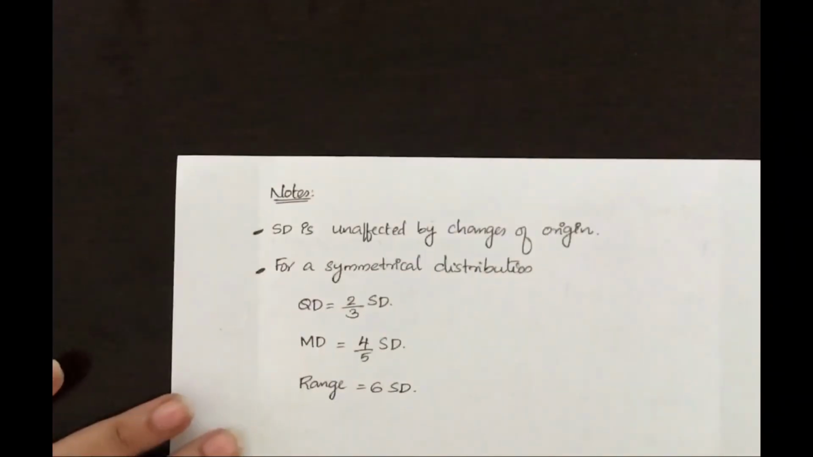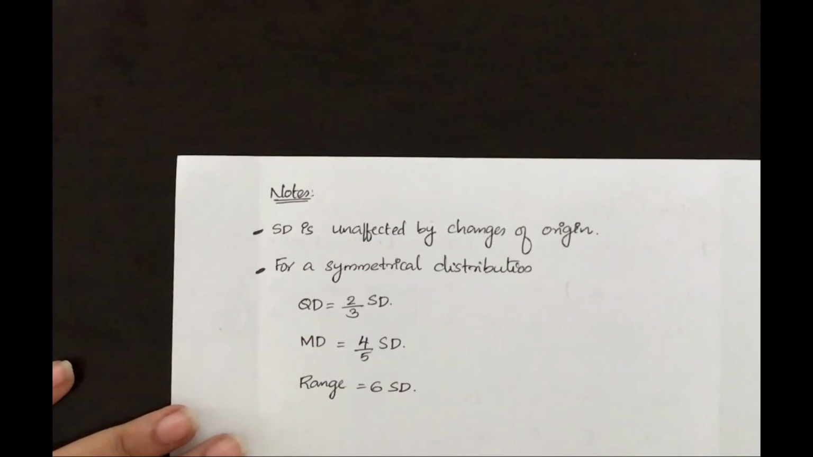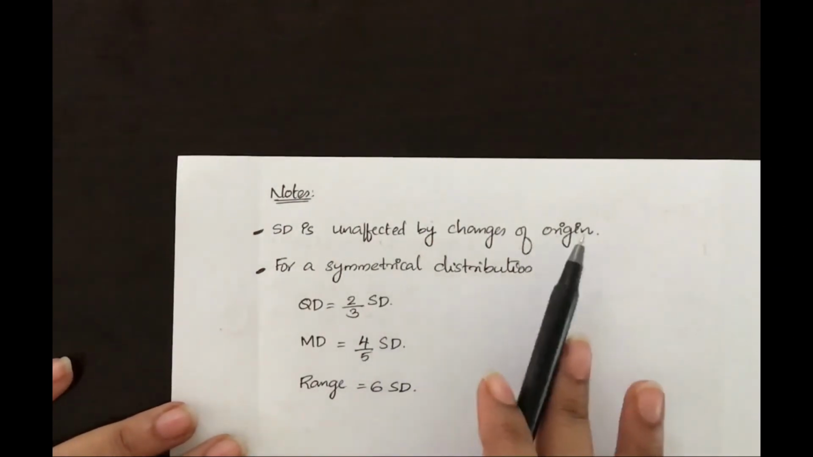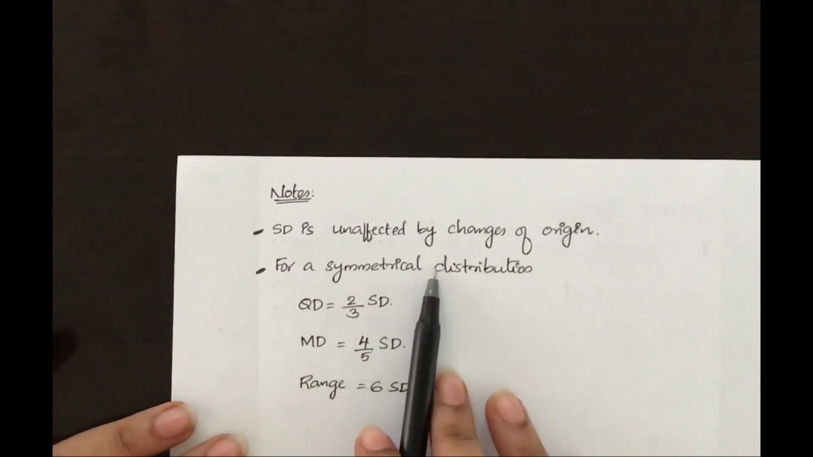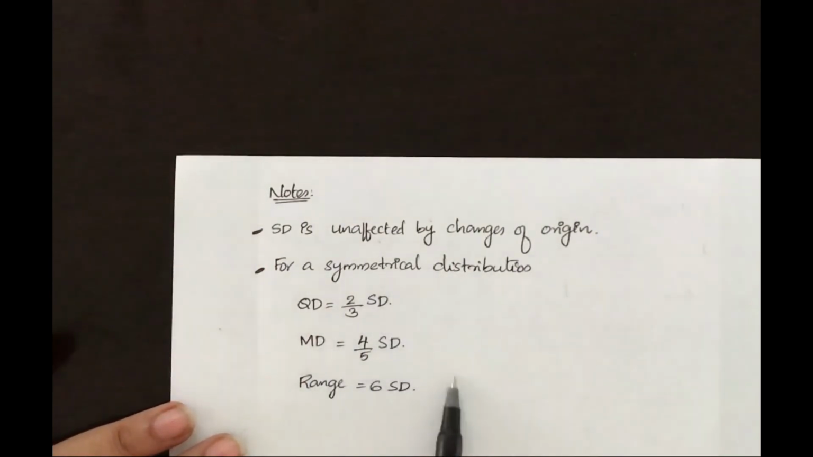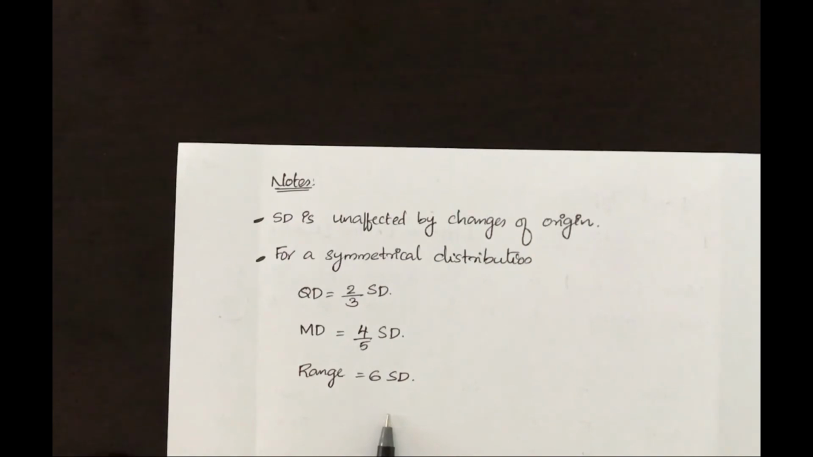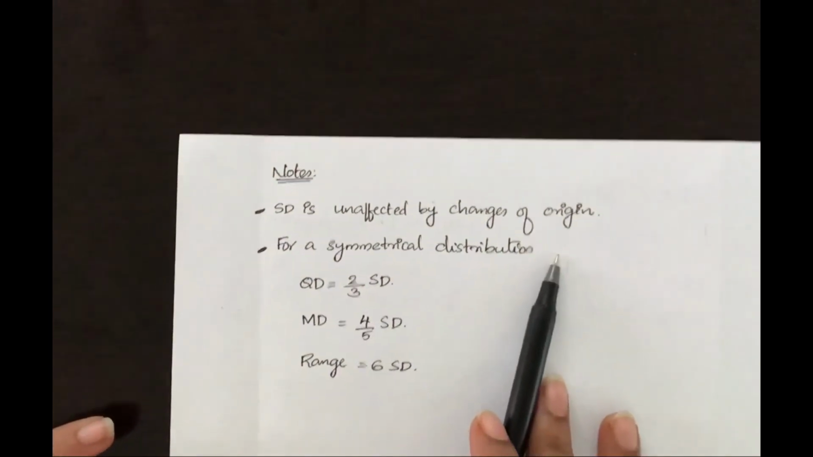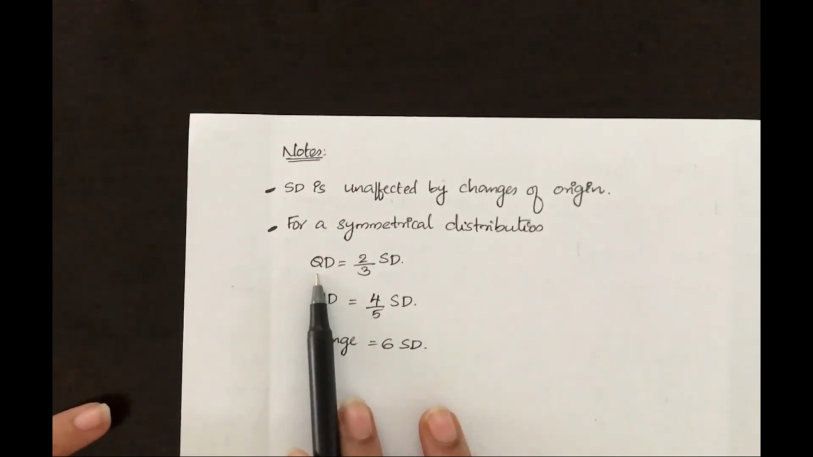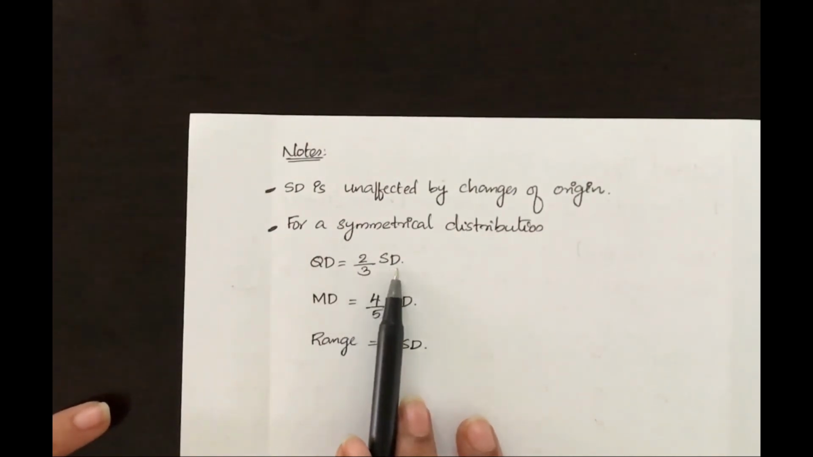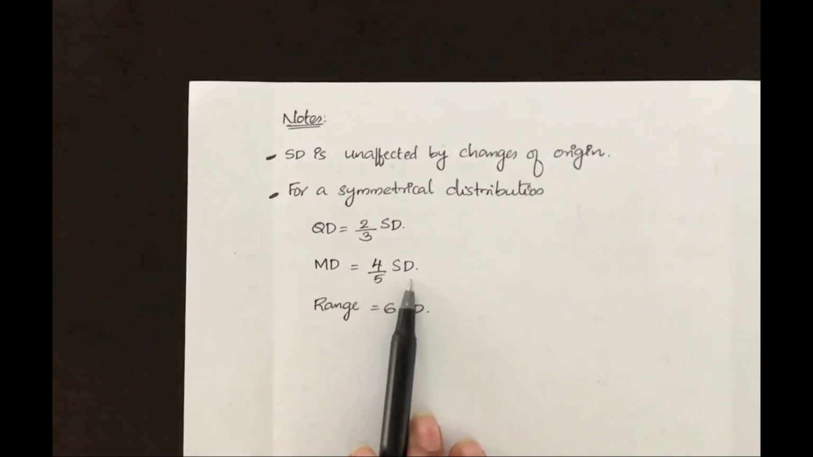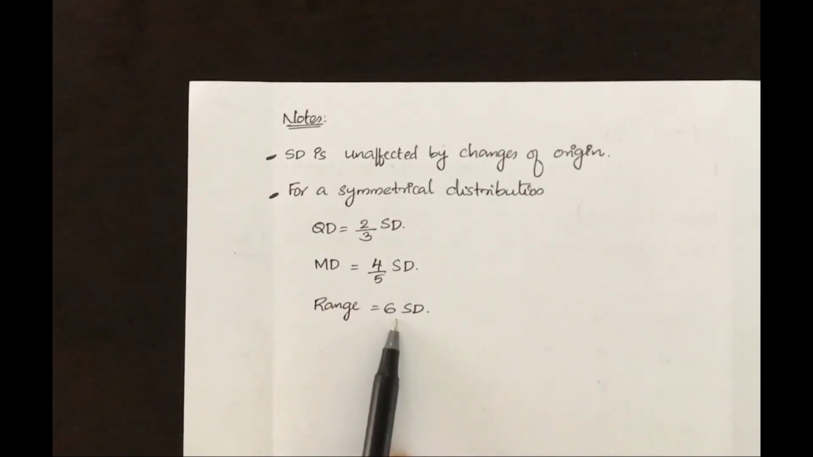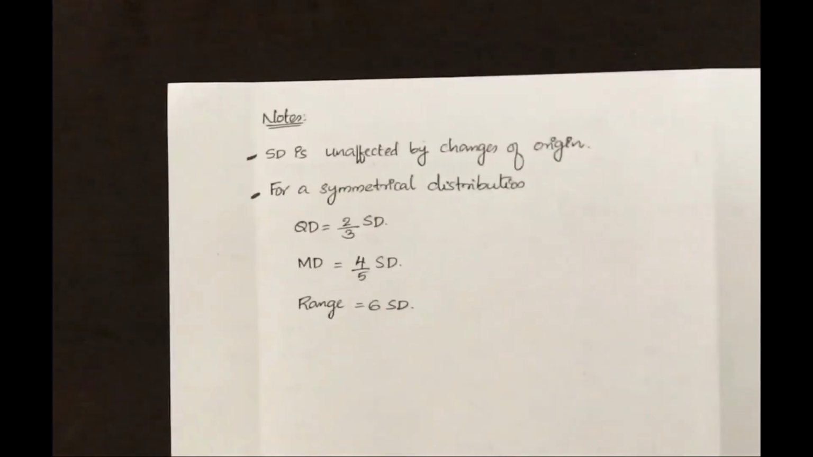Some important notes: standard deviation is not affected by changes in the origin, and for a symmetrical distribution there is a relationship between standard deviation, mean deviation and quartile deviation. For a symmetrical distribution, quartile deviation is equal to 2 by 3 into standard deviation, mean deviation is equal to 4 by 5 into standard deviation, and range is equal to 6 standard deviations.